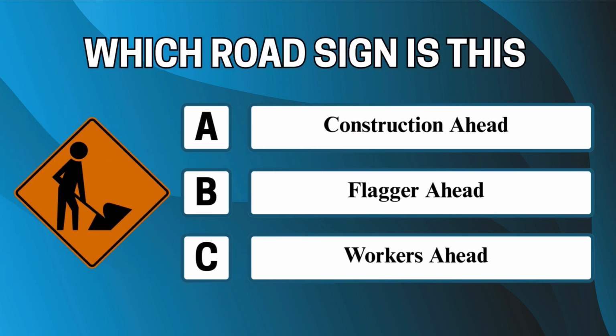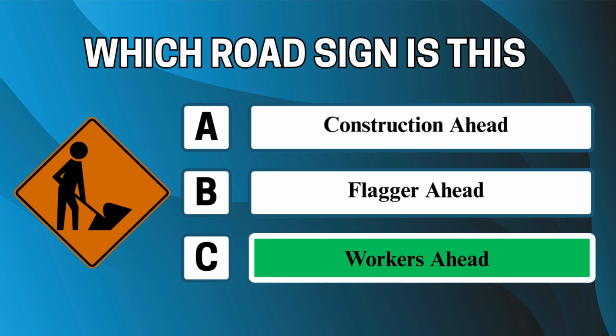Which road sign is this? A. Construction ahead. B. Flagger ahead. C. Workers ahead. Correct, it is the workers ahead sign.